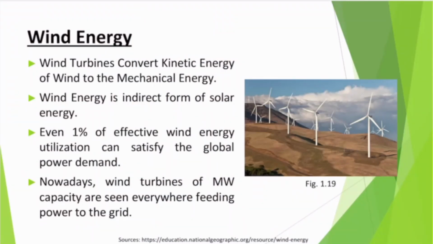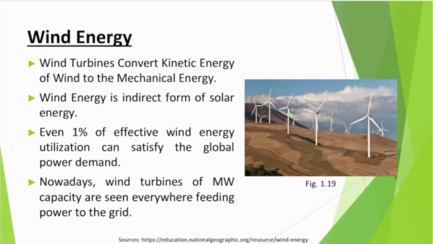Even 1% of effective wind energy utilization can satisfy the global power demand. So what does it mean? It says that we have such a huge potential with wind energy. Even with little utilization, the whole world can survive. So I think let us explore it. But there are a few challenges that we will discuss in due course of time. The maximum wind availability is not onshore, it is maximum in the offshore.